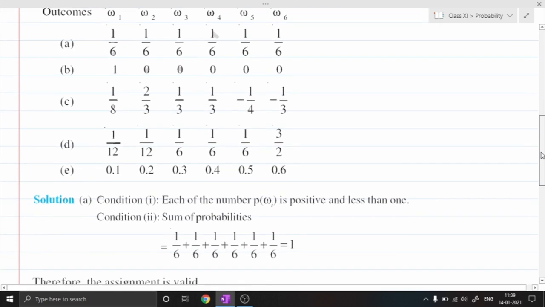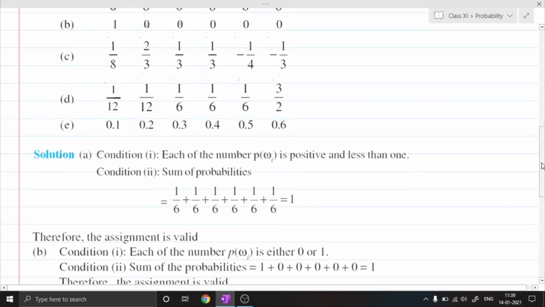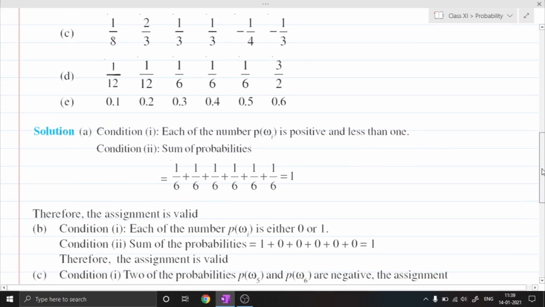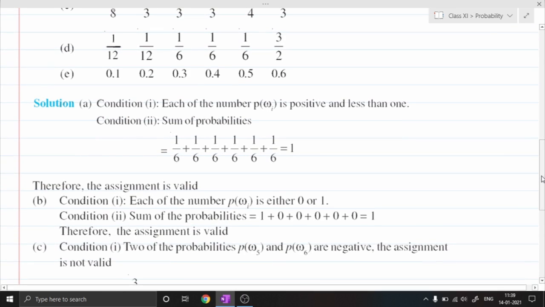See the solution number A. Each of the numbers P of Wi is positive and less than 1. Positive means we are expecting more than 0 over there. If 0 comes, then also we can take it. Similarly, for condition number 2, the sum of the probabilities, if you add all the 1 upon 6, will be equal to 1. So observe, both the conditions are followed over here, and we can say that the given assignment is valid.